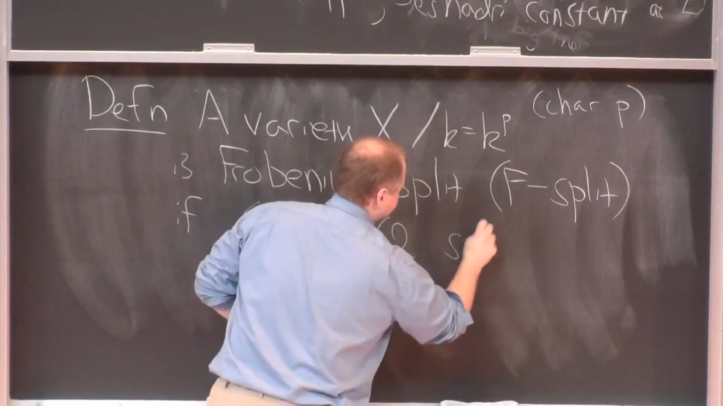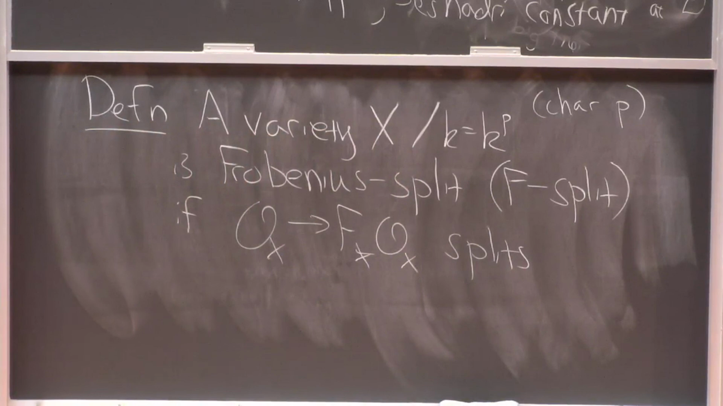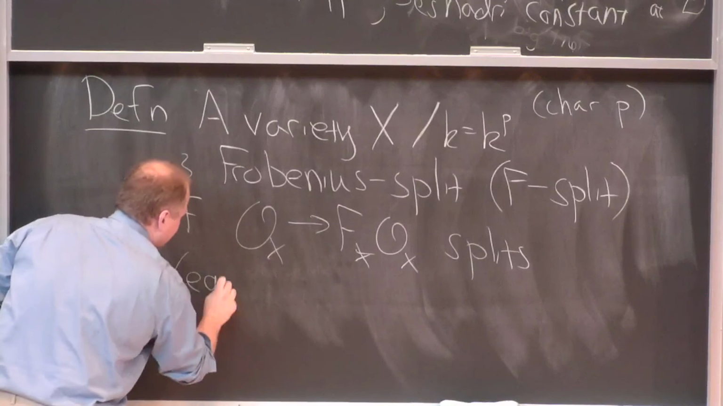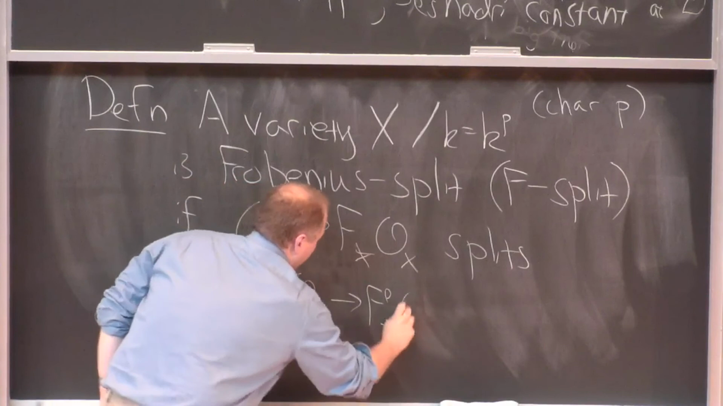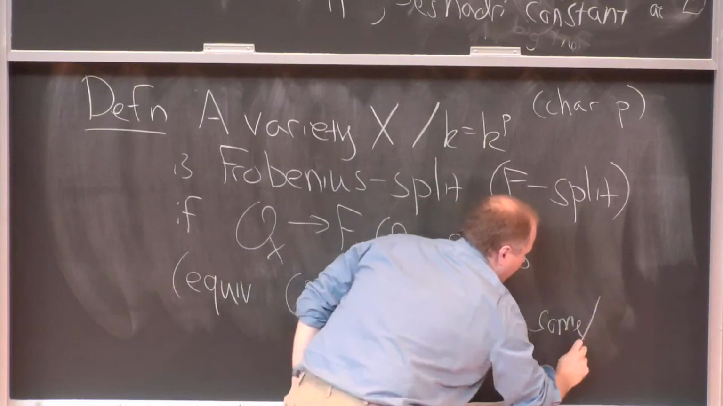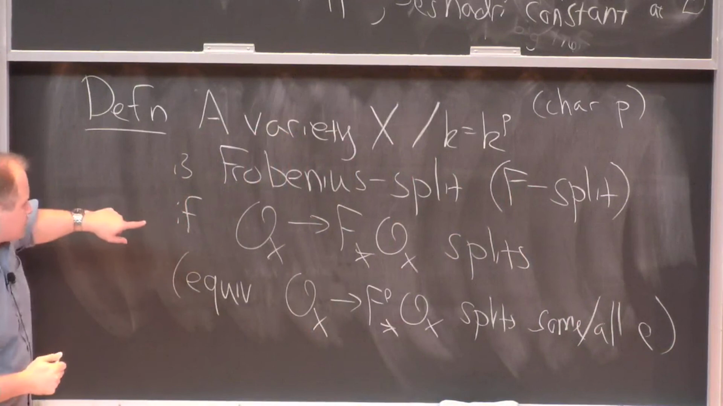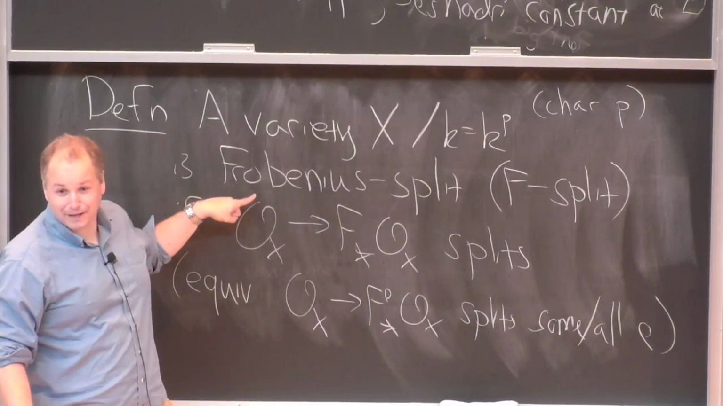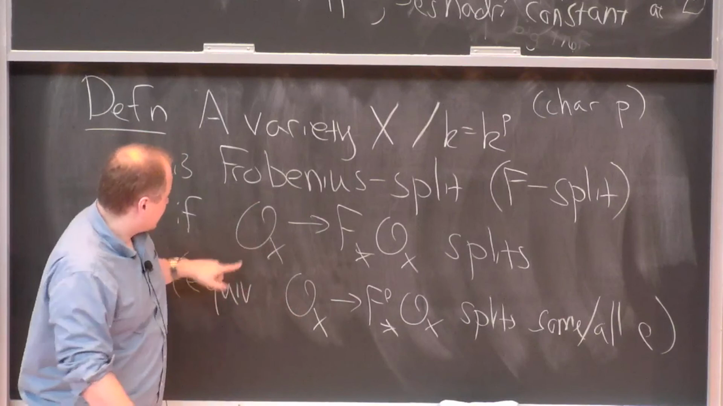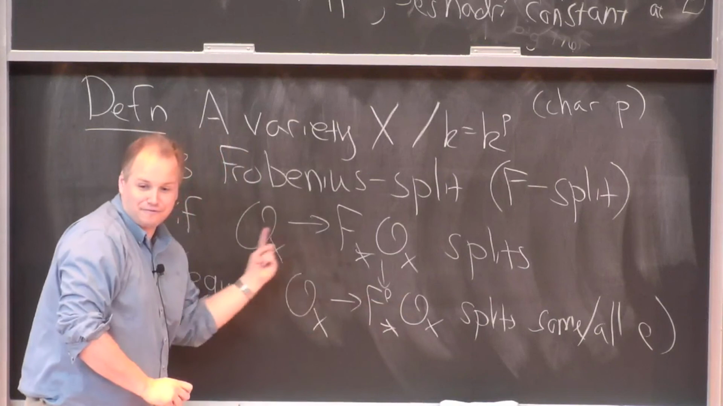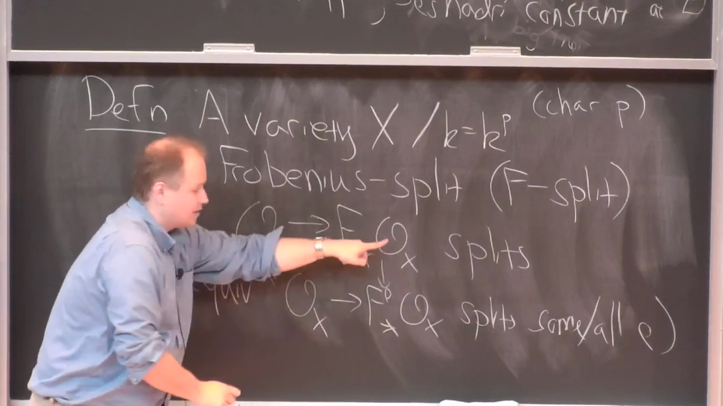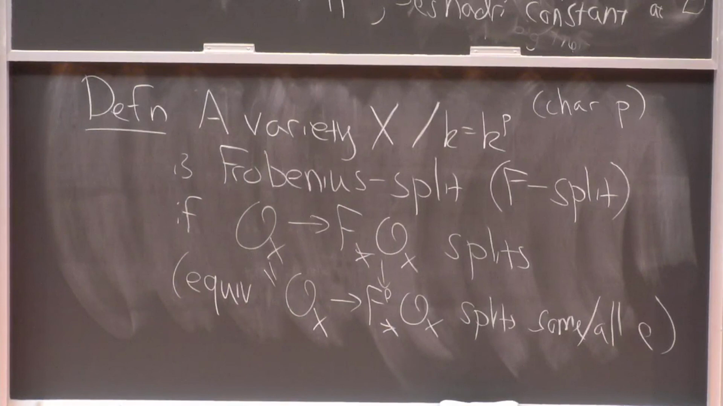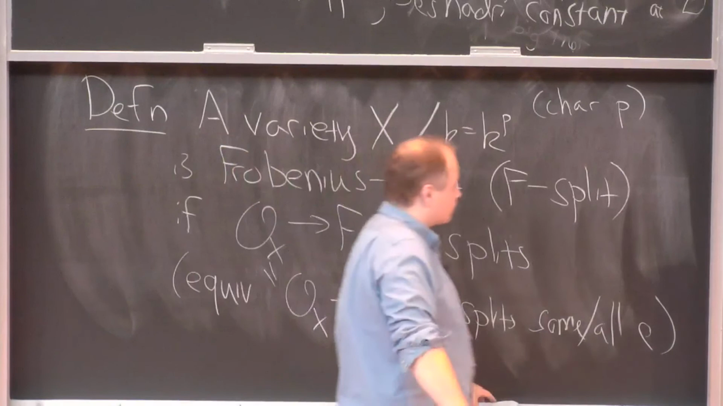All right. Yay. Okay. It's equivalent to saying that O_X to F to the E lower star O_X splits for some or all E. That's actually a convenient thing. I mean, if I have this splitting, I can compose it with another Frobenius. That Frobenius splits, and I can just apply the splitting twice, and that'll give me the splitting. And on the other hand, if this to F^E splits, well, that map factors through that power, and if this to that splits, then the lesser map splits too. So having this Frobenius splitting for one E is the same as having it for all E or some E. Doesn't matter.